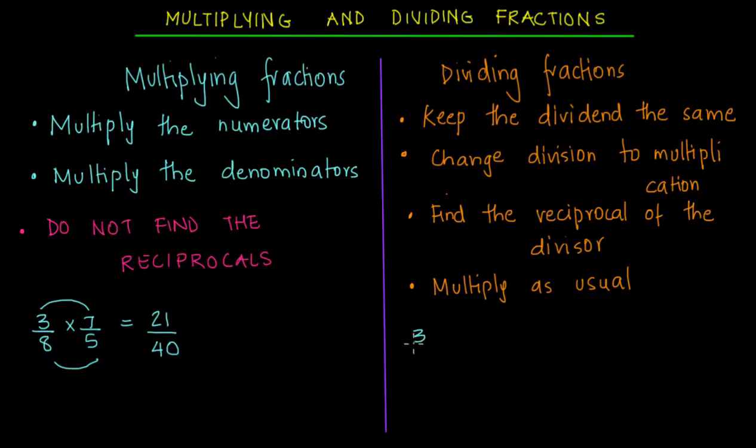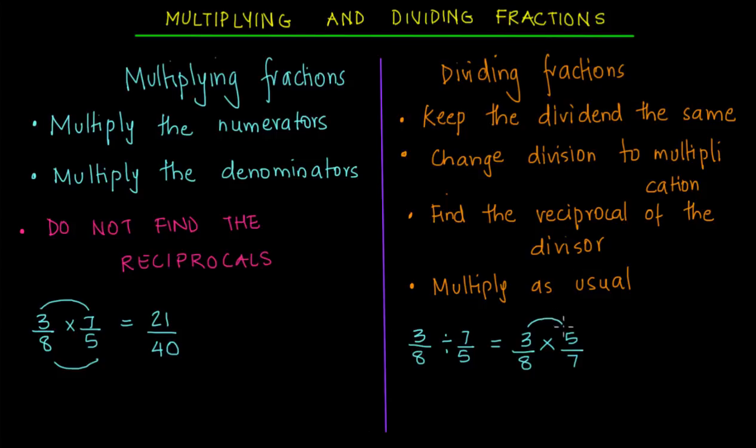So if you were doing 3/8 divided by 7/5, you keep the first number the same. First number is a dividend, so you keep the dividend the same. You change the division to multiplication, and you find the reciprocal of the second number, which is your divisor. So the reciprocal of 7/5 is 5/7. And once you've done these three, just multiply as usual.